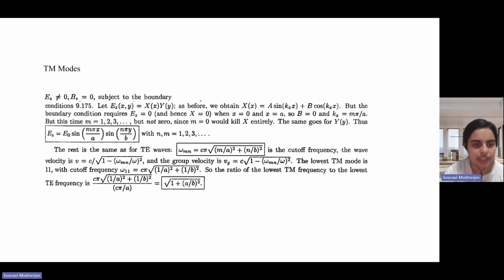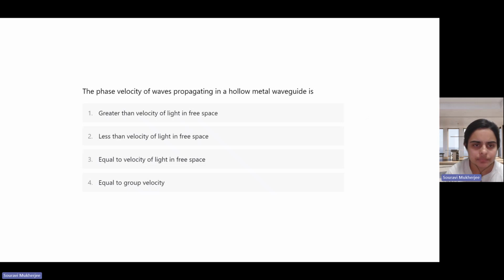Now, based on that, if I ask you how the phase velocity looks inside a hollow metal waveguide, which of the following should be correct? Is the phase velocity greater than the velocity of light in free space? Is it less than the velocity of light, or is it equal to it? Or is it equal to the group velocity?